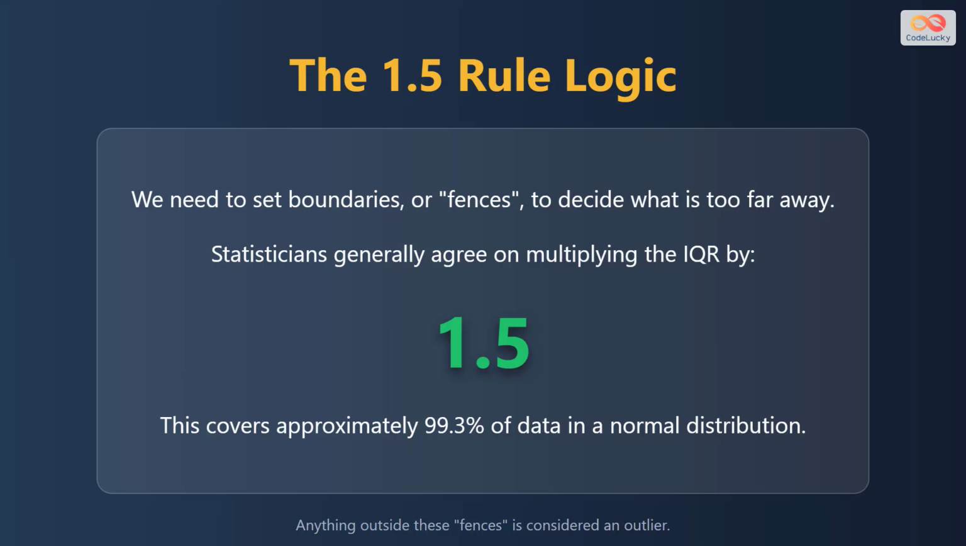So, how do we decide how far is too far? Statisticians use the 1.5 rule. We create boundaries, or fences, by multiplying the IQR by 1.5. Why 1.5? It is a standard convention that covers approximately 99.3% of data in a normal distribution, making it an excellent filter for mild outliers.